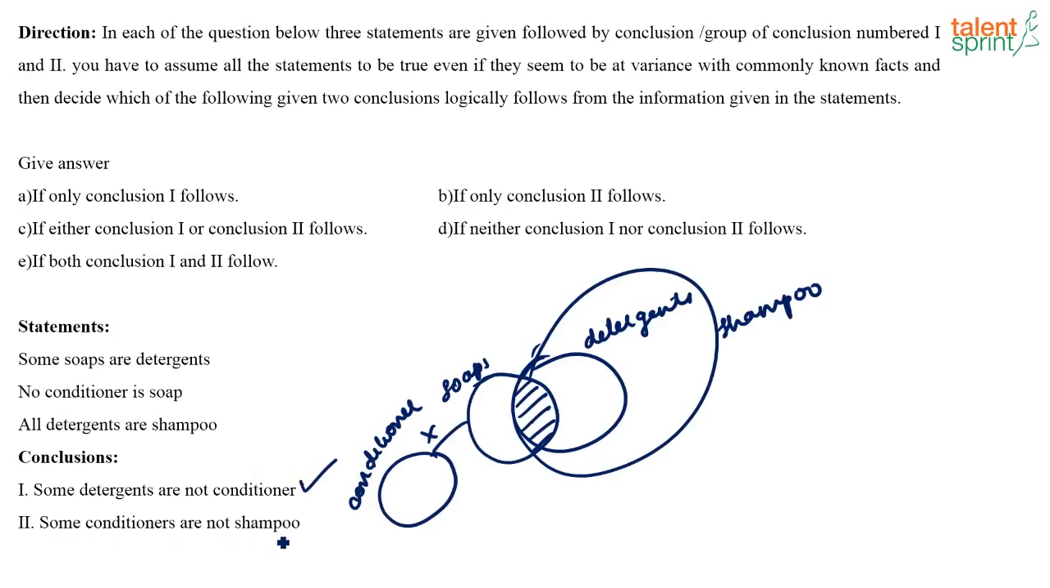Now let us look at the second conclusion. Some conditioners are not shampoo. Now can I say this for sure? See, some conditioners are not shampoo. Can't I draw this set conditioner like this also? It's possible, right? So here there are no conditioners which are not shampoo. I can draw this also and still these two sets can be disjoint. So I cannot say for sure that some conditioners are not shampoo. This is not a definite conclusion, so this conclusion does not follow. So only conclusion 1 follows, that is option 1.